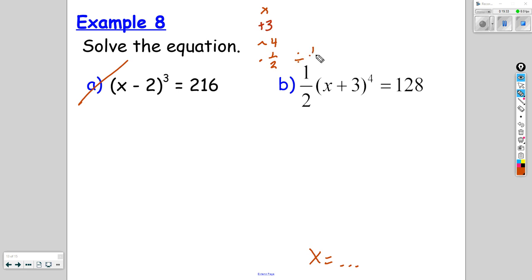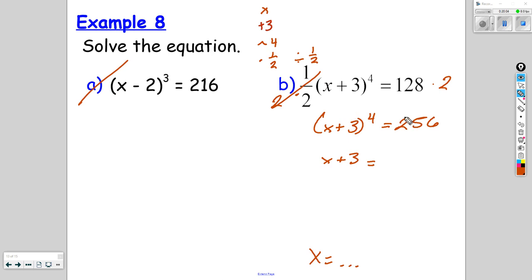So to undo it, we just got to do the exact opposite. One thing though is we don't want to divide by 1/2. Instead, we're going to multiply by the reciprocal. So we are going to multiply by 2 on both sides, and that's going to get rid of that 1/2. So now we have 256. Now we're going to take the fourth root, because that's the opposite of raising it to the fourth power.